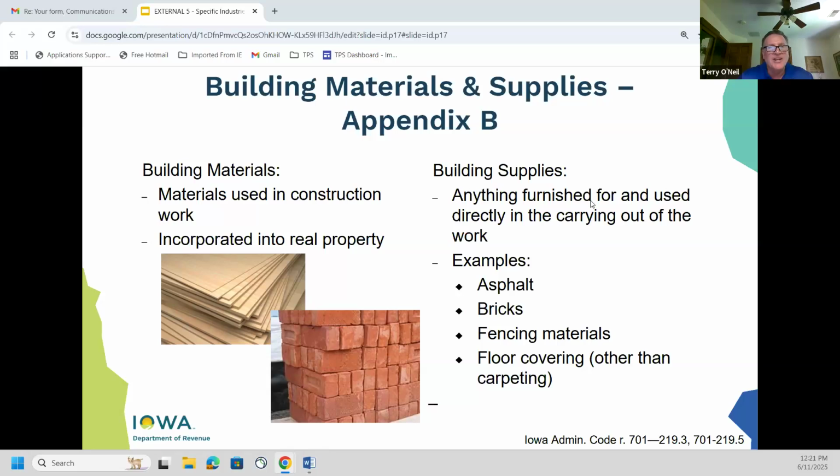Building supplies, this is anything that can be used or furnished directly in carrying out the work. Some examples of that we have on here. Again, asphalt, bricks, fencing, floor coverings other than carpeting. We'll talk about carpeting a little bit later. I also like to think supplies could be something such as maybe caulking materials. While it's not a material per se, it's not like a brick or a 2x4, it's still something that is used or consumed in the construction process. So just something to keep in mind.